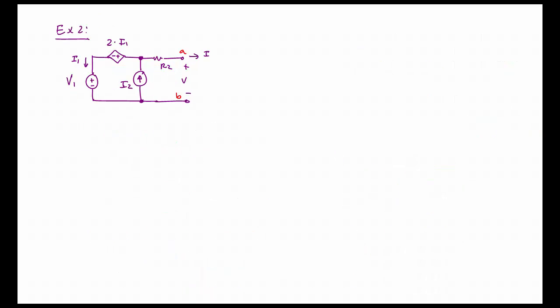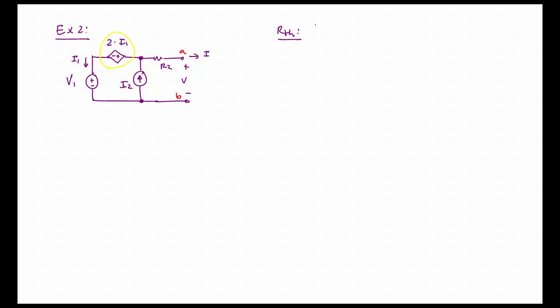We now want to look at a slightly modified example, and you'll notice that what is different in this example is that we have a dependent source. Now, how do you think we'll go about finding our Thevenin?